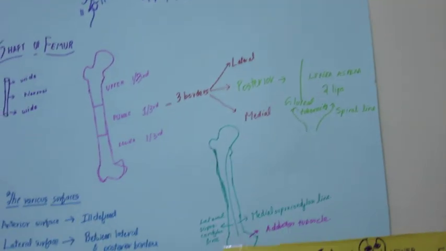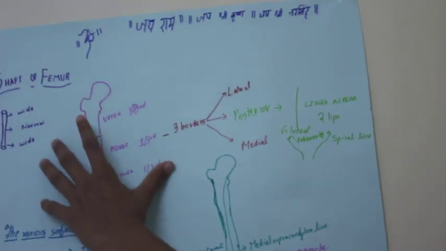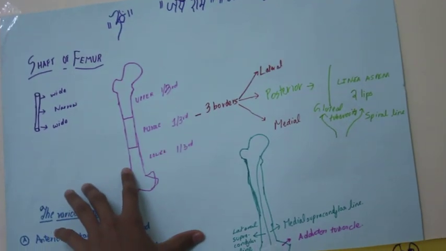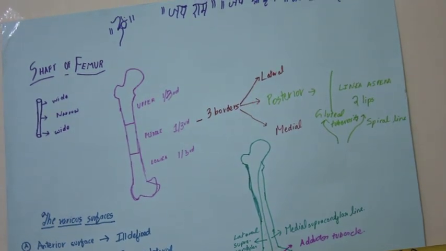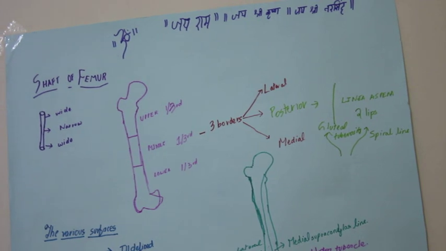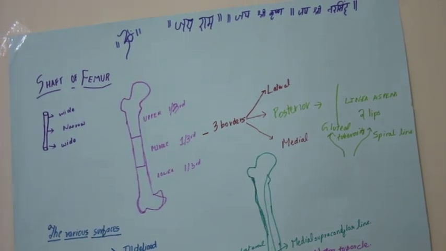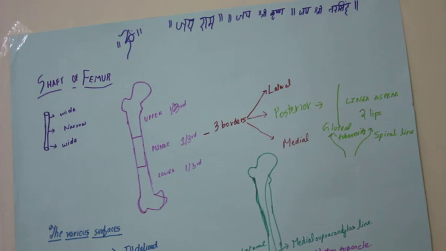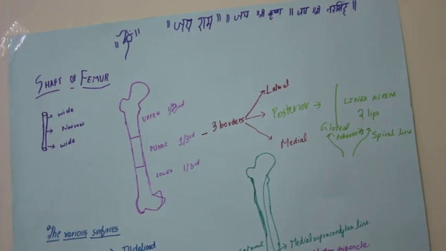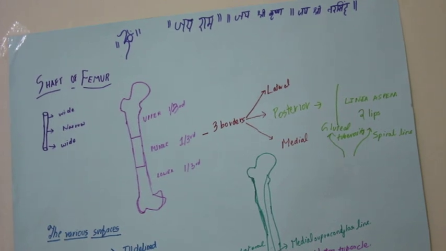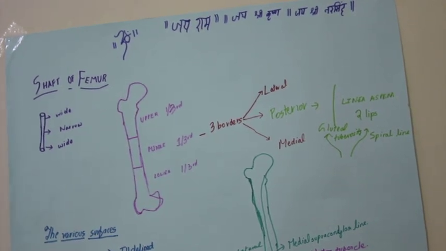Now we will see the shaft and its clear explanation. Here is the upper 1/3, middle 1/3, and lower 1/3. Abhigya, can you please tell me the upper 1/3, middle 1/3, and lower 1/3 and their relations? Upper 1/3 connects the head and neck to the femur. Yeah, okay. Correct. And middle 1/3 is in the middle of the shaft. Very good. And the lower 1/3 is in the lower end of the femur.